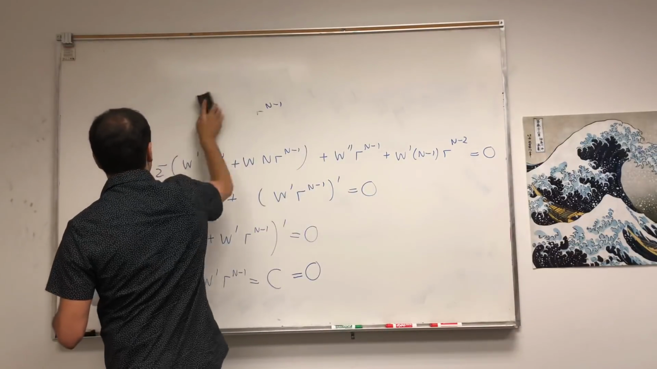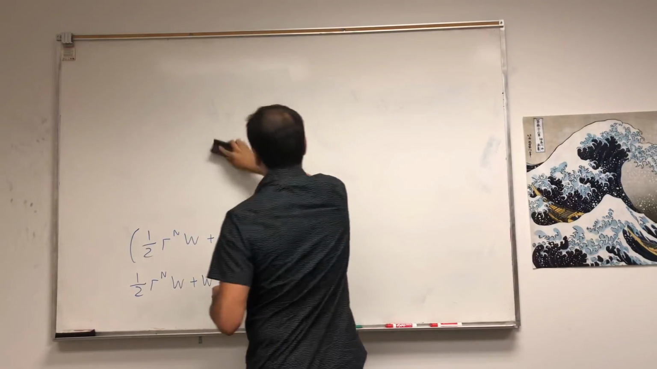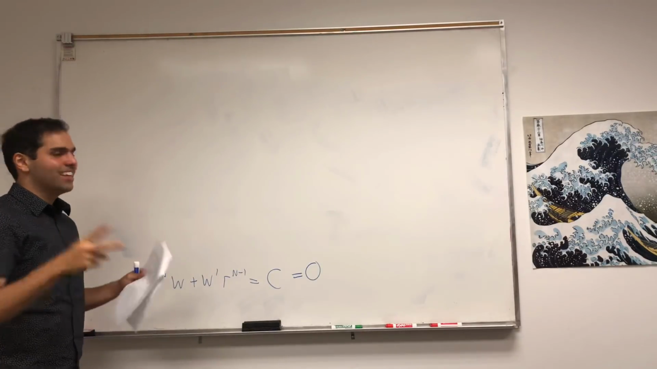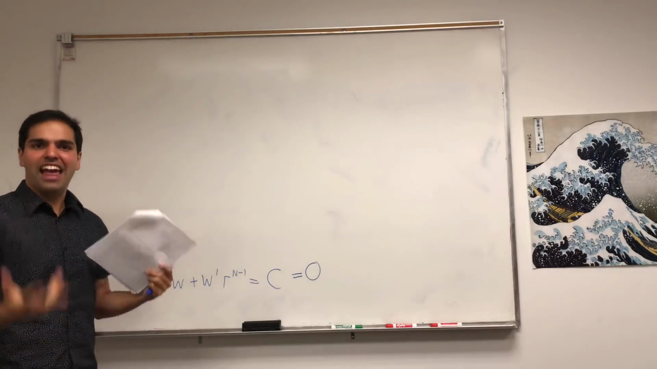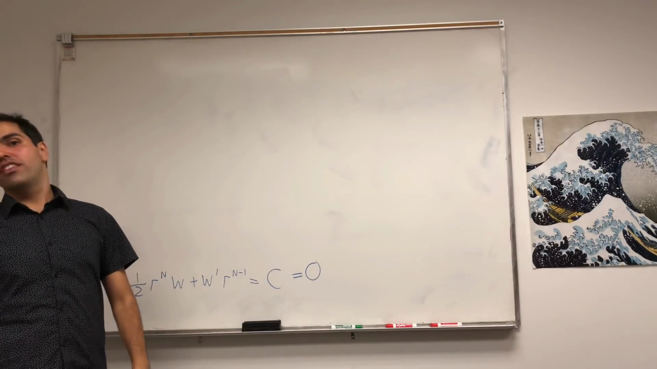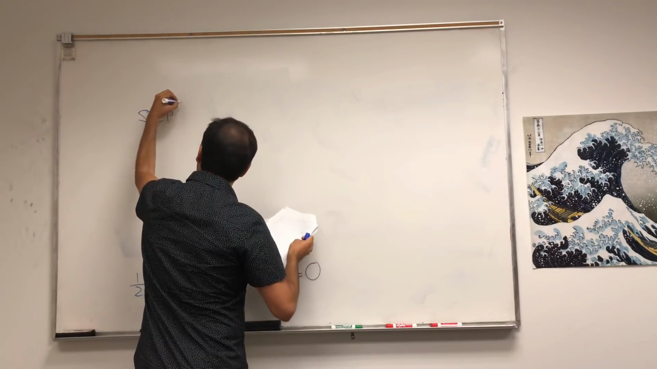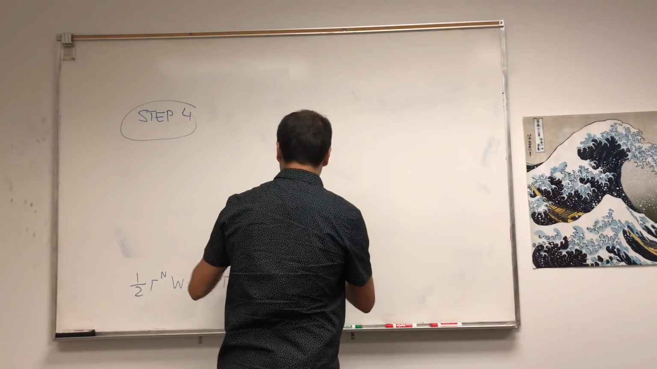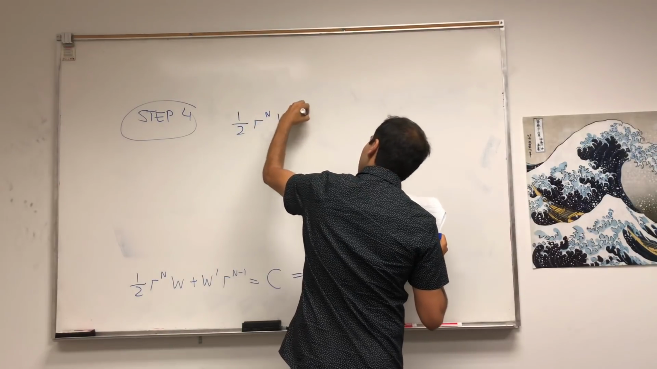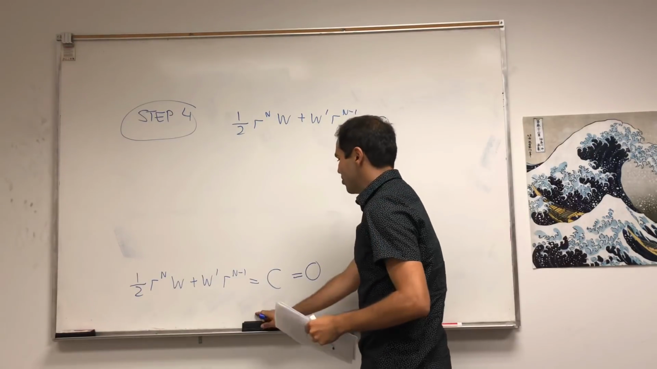And so we're then left with, so interesting, honestly, because we had the complicated PDE in x and t. We turned it into a PDE in x. We turned that into a second order ODE. Now, in fact, we turned that into a first order ODE. So it shows that each step it becomes simpler and simpler. So what do we have? 1/2 R to the n W plus W prime R to the n minus 1. We remember we set that equal to 0.